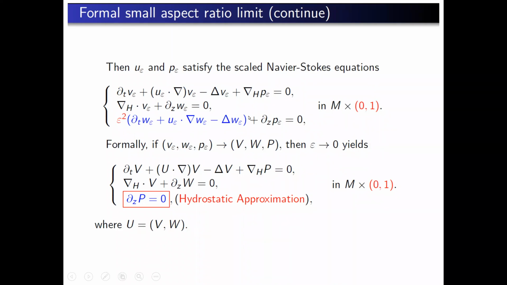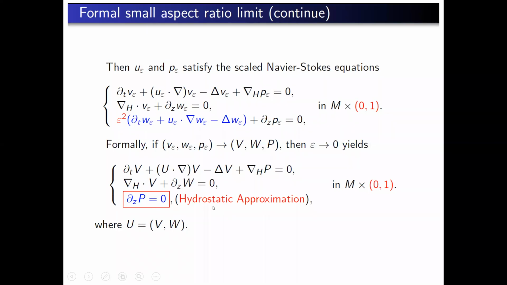So this disappears. Therefore, V epsilon, U epsilon, P epsilon formally will converge to some V, W, and P. We need to show that there is this limit. Formally, the limiting equation is this equation, which is exactly the horizontal momentum as is, and the incompressibility. And now, because this disappears, we get dP/dz is 0, which is the hydrostatic balance.